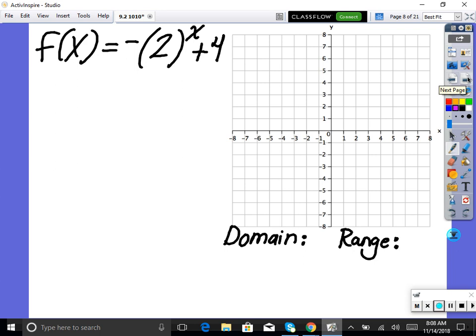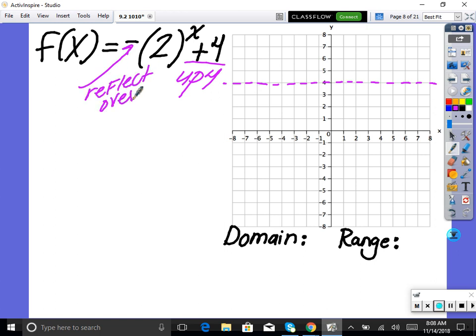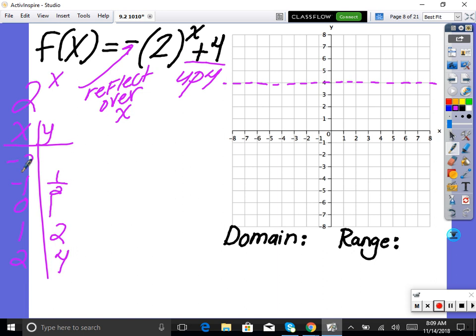So you'd say, okay, so we're shifting up 4. So my new asymptote is at +4. Now from here you'd say this is a reflection over x. So then from there you'd make your xy chart for your parent function. 2 to the x. Plug in a 0, you get 1. Plug in a 1, you get 2. Plug in 2, you get 4. Plug in -1, you get a half. Plug in -2, you get a fourth.